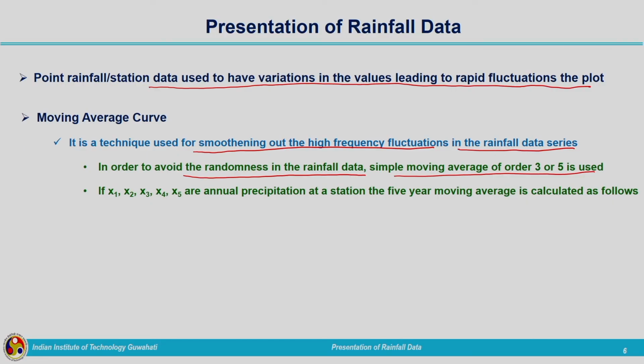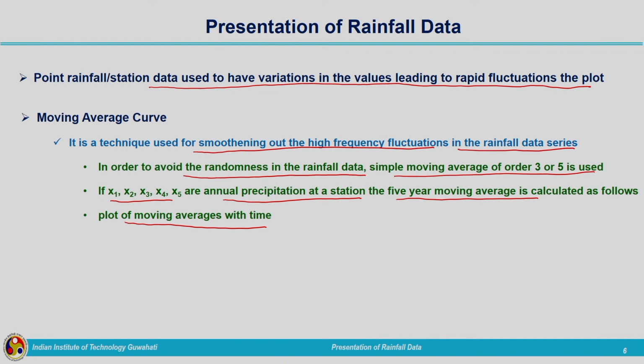If we have 50 years of annual data, 50 data points will be there. So, how can we calculate the moving average? For example, we can consider x1 to x5, these are annual precipitation at a station. Then the 5-year moving average can be calculated like this. We will calculate the average of these 5 values. After that, we will plot the moving averages with time. Averages which are calculated from the 5 data points, x1 to x5, x2 to x6, x3 to x7, will be plotted against time.